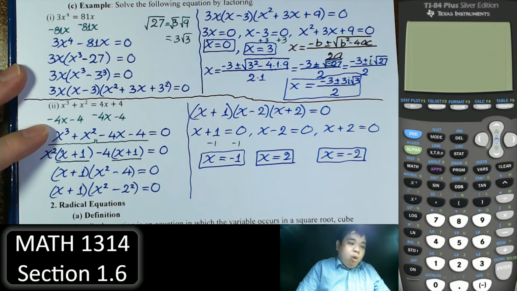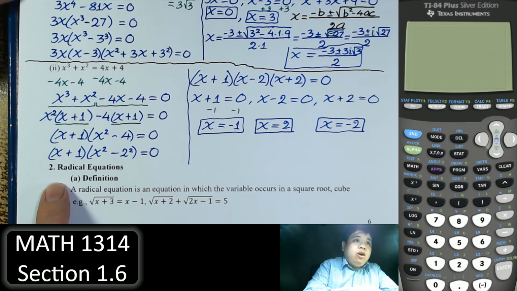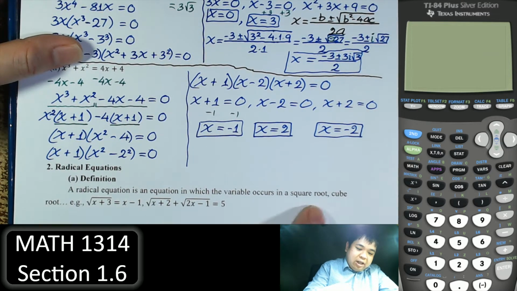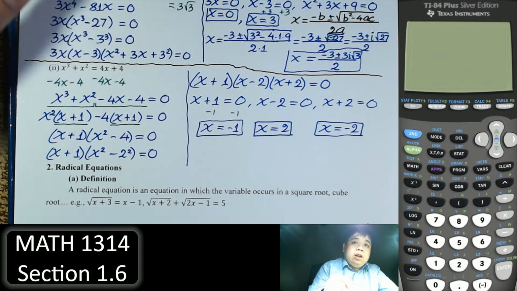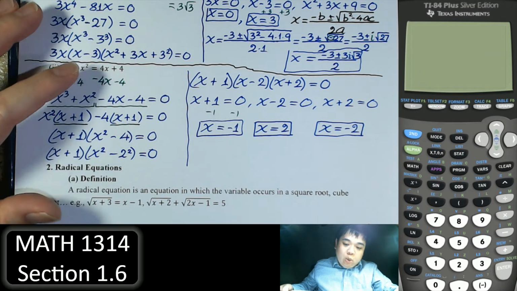We study about polynomial equations. The second part is radical equations. So the equation that has a square root or cube root in it. But in this section, we only study about square root. Equations that have square root in them.